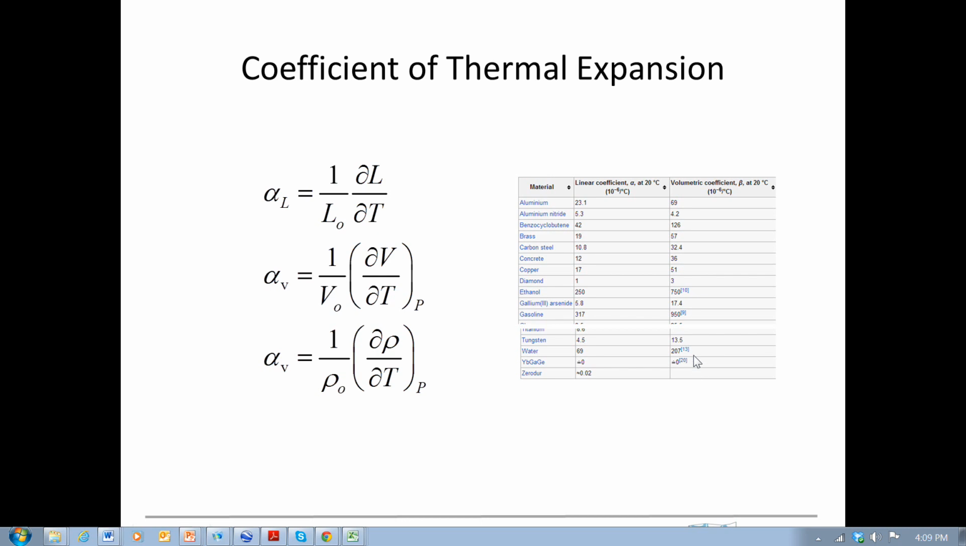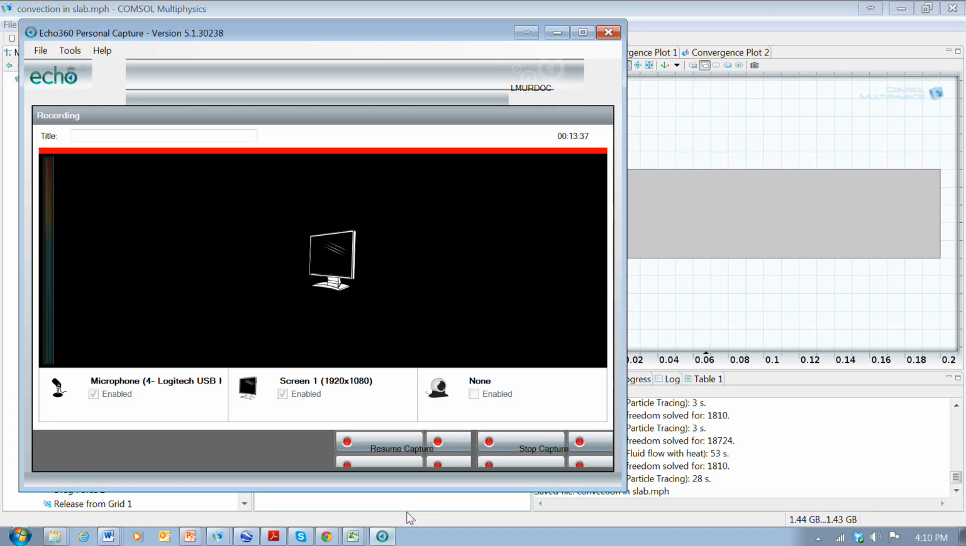So that's a fairly small amount, but that's how much the density is going to change. And it's a fairly small amount, but that is what will drive thermal convection. So let's see an example of how to set up a problem that shows how the free convection works.